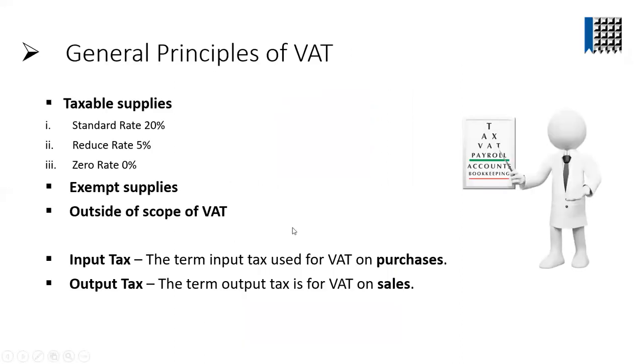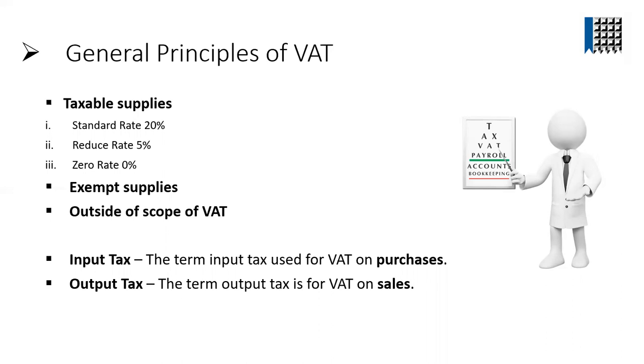So, starting with the general principle of VAT, VAT is a sales tax, which is paid by the final consumer of the supply. It is also known as an indirect tax, in which the VAT registered business collects VAT from customers and pays it to HMRC. In other words, VAT registered businesses act as a middleman. They collect VAT on behalf of HMRC and pay it to HMRC.